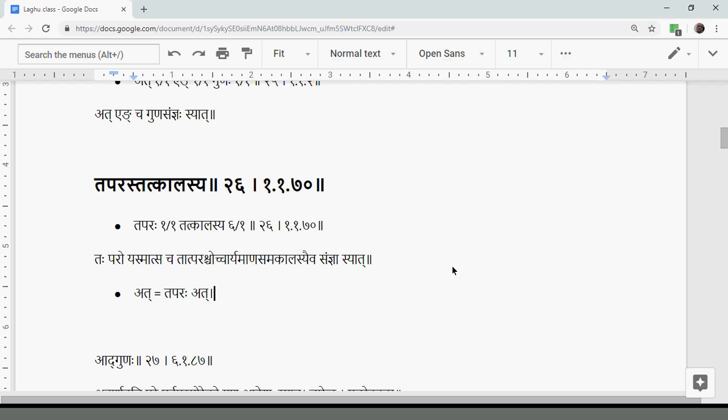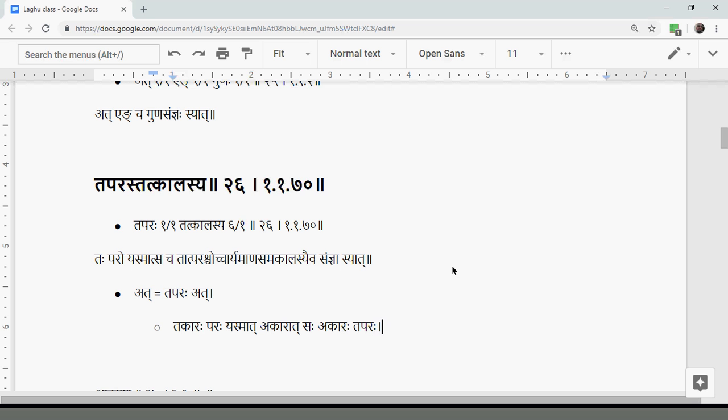Second vritti is what? So what it means is that ta takaraha paraha yasmat akarat, saha akaraha taparaha. Tapara iti uchyate, and therefore it is at. Now second vritti is what? Cha. By cha it is said sa cha tatparascha. तात्परश्च. Second vritti is तात्परः.